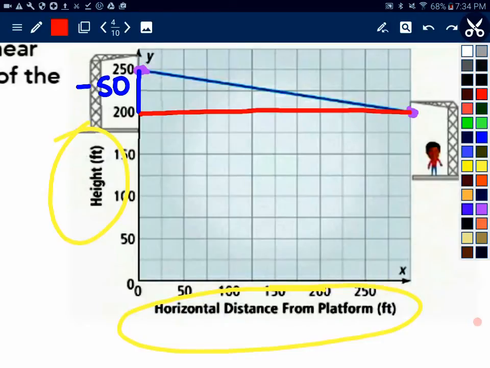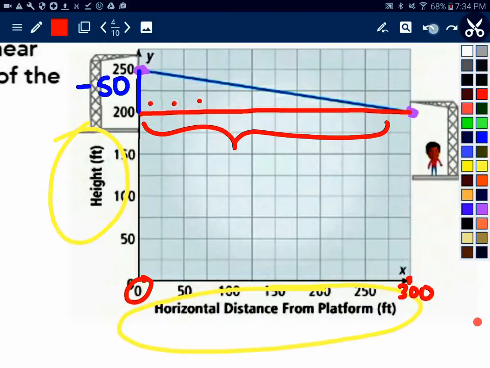Now, he is traveling in a positive direction. He's traveling to the right, and I want to know how many units that is. Well, he goes from 0 feet from the platform to this would be labeled 300 feet, this tick mark right here. So he goes from 0 to 300. So this distance is not just counting the tick marks. Please don't do that. You want to actually figure out how many feet he traveled across. And from 0 to 300, that's 300 feet.